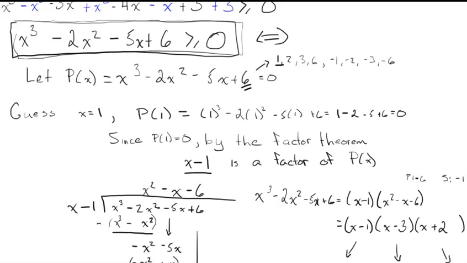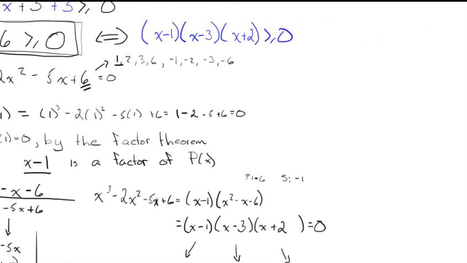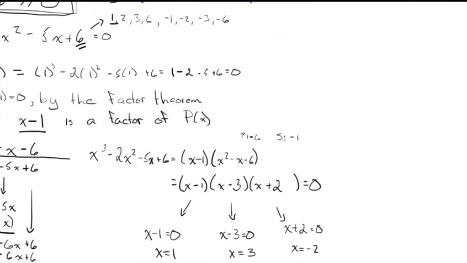Maybe I'll write it in blue. So we know this is the same as x minus 1 times x minus 3 times x plus 2 bigger than or equal to 0. Okay. So now we know the x-intercepts.